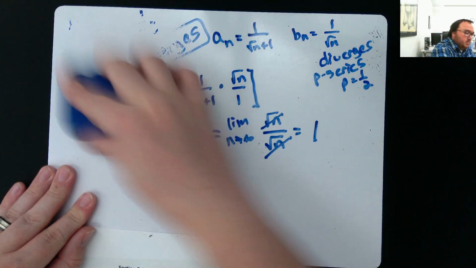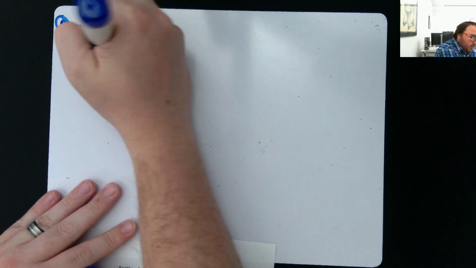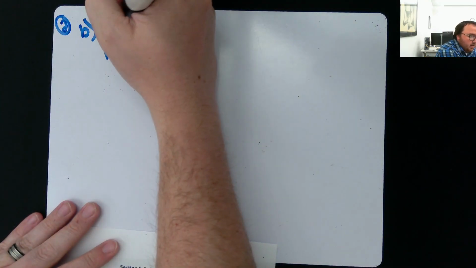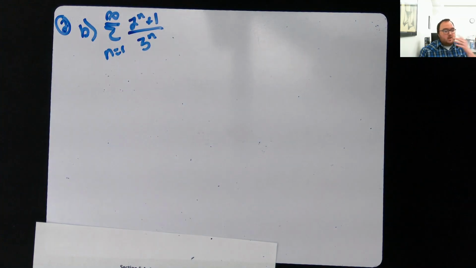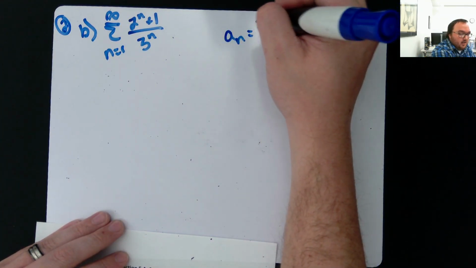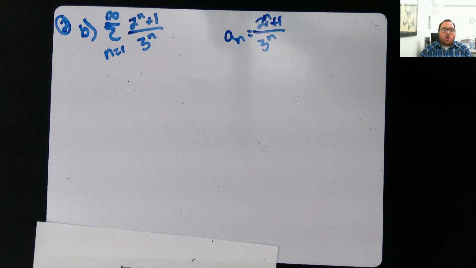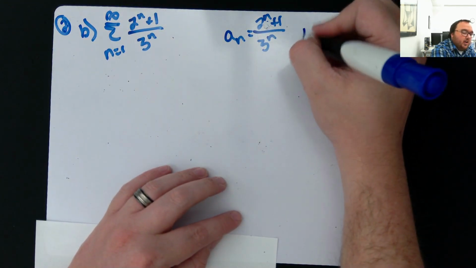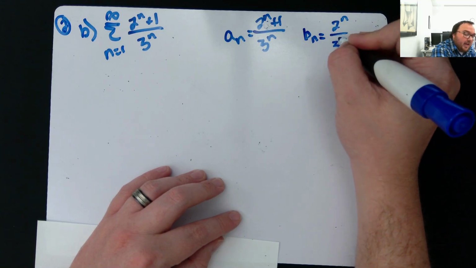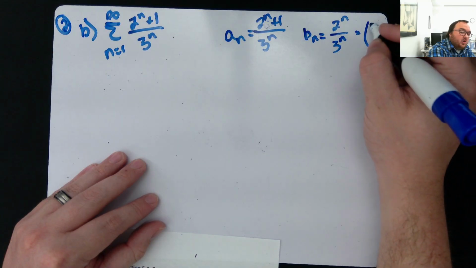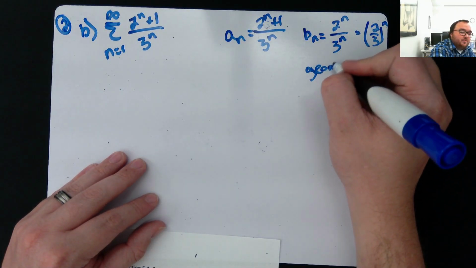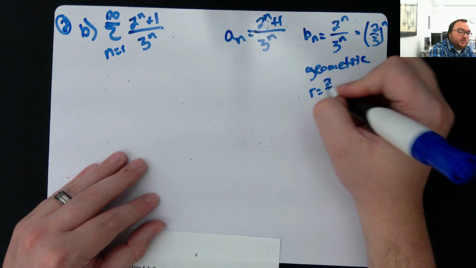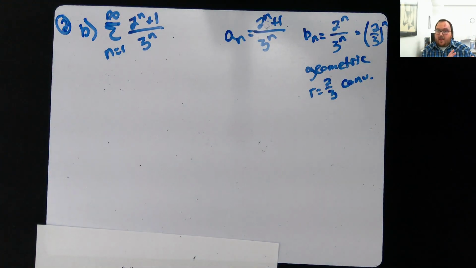Example B. The sum from n equals 1 to infinity of 2 to the n plus 1 over 3 to the n. Once again, that is my a_n. So I want a b_n that looks kind of like that, something I know about. Well, I have a 2 to the n on top and a 3 to the n on the bottom, so I can write that as 2 to the n over 3 to the n. The reason I like this is because that's like saying 2/3 to the n. So this is geometric, with r equal to 2/3, which means it converges. That's helpful, so I'm going to use it.